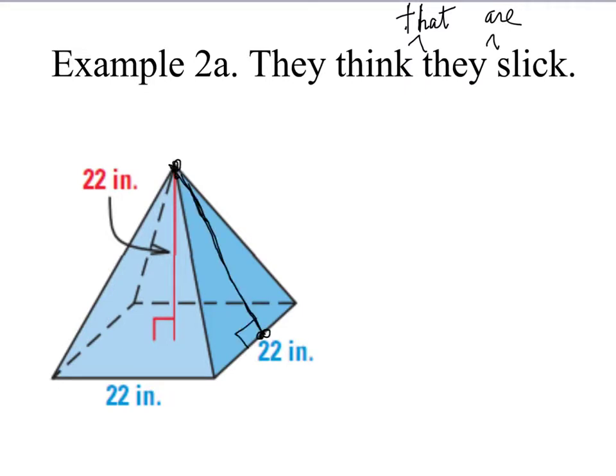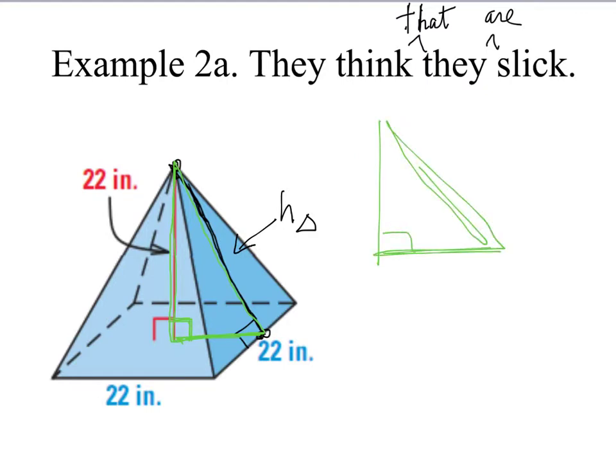So I drew in my height here, the height of the triangle. And what you may notice, if you sort of can shift your eyes around, is that that actually forms a right triangle that cuts through the center of the pyramid. So while they thought they were being slick, they weren't being that slick, because I can actually use this right angle. Let me pull this triangle out here. I know the height of the pyramid is 22. I know the height of the triangle, the thing I'm after, is the hypotenuse.